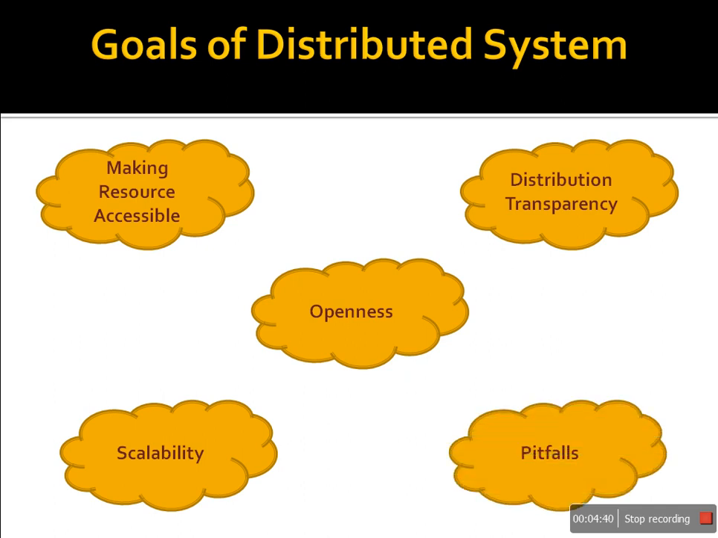Next are pitfalls, meaning we make some false assumptions while designing distributed systems. Some of them are that the network is reliable, the network is secure, and homogeneous. The topology does not change, latency is zero, bandwidth is infinite, transport cost is zero, and there is only one administrator.